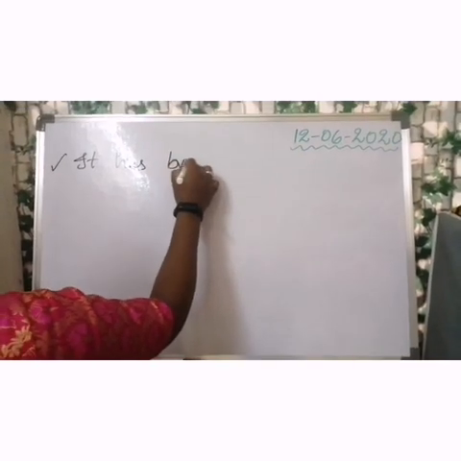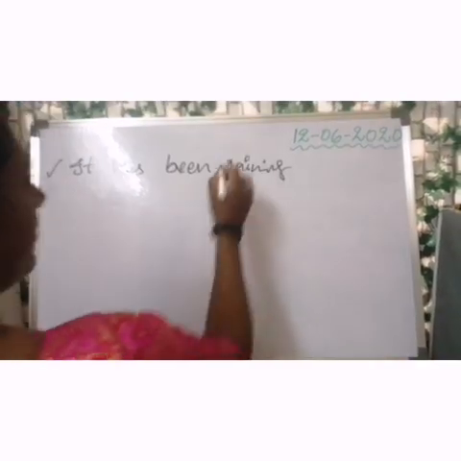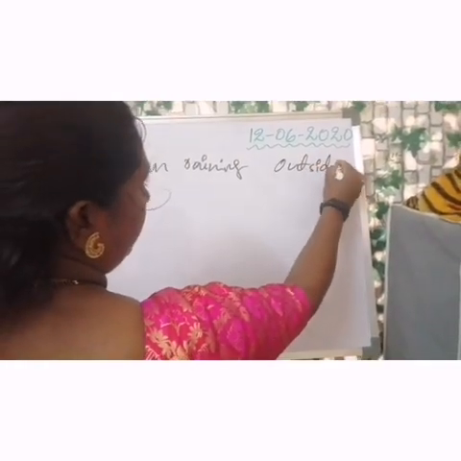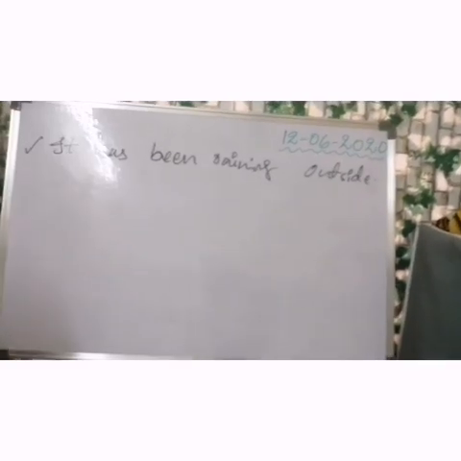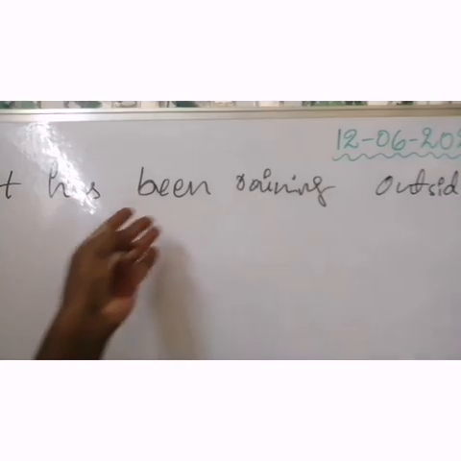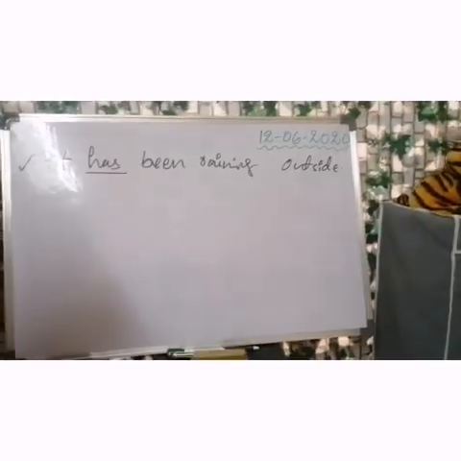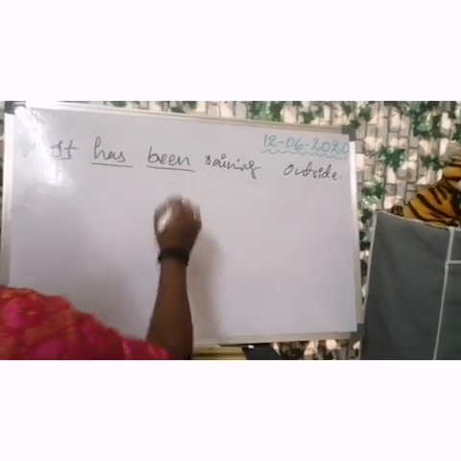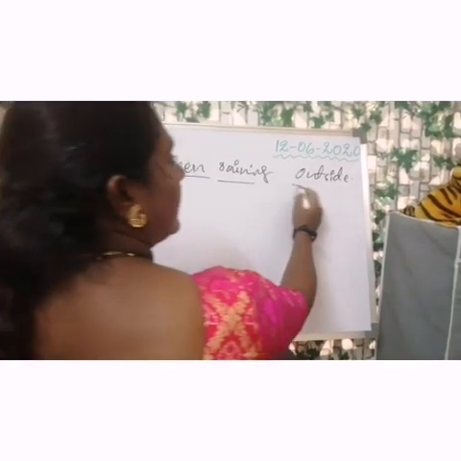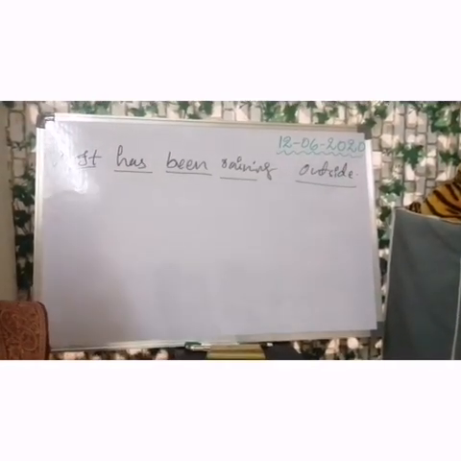It has been raining outside. Of course, this is the monsoon, rainy season. So it has been raining. So here it is a subject, has is a helping verb, and we use been to refer to the timings of the continuity, before the verb form and an object.